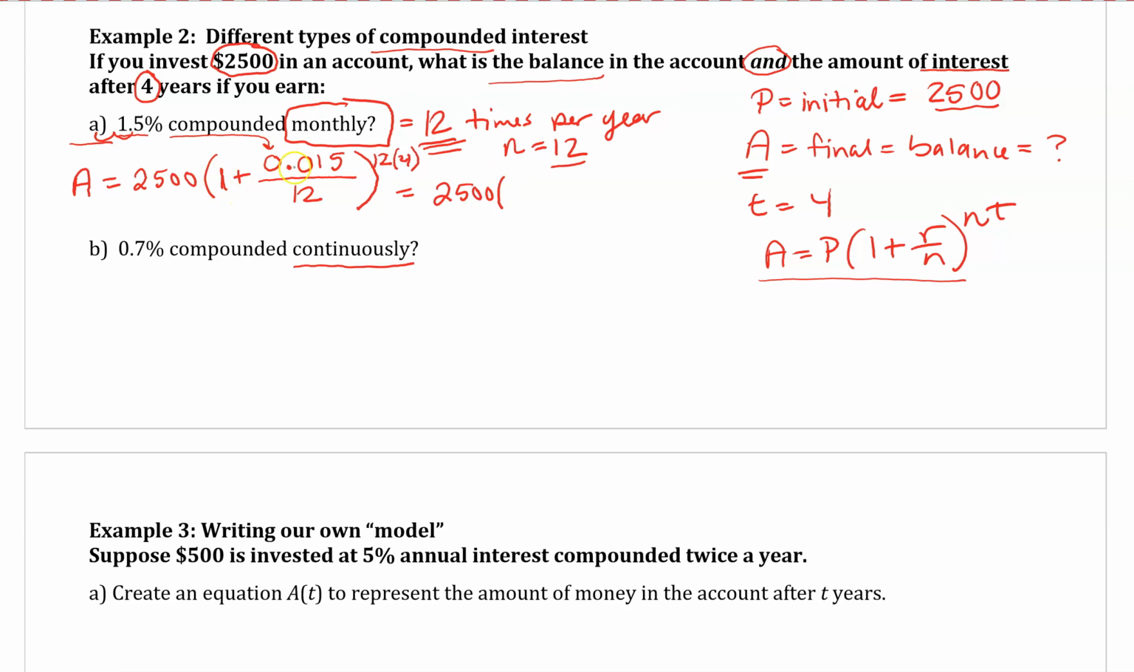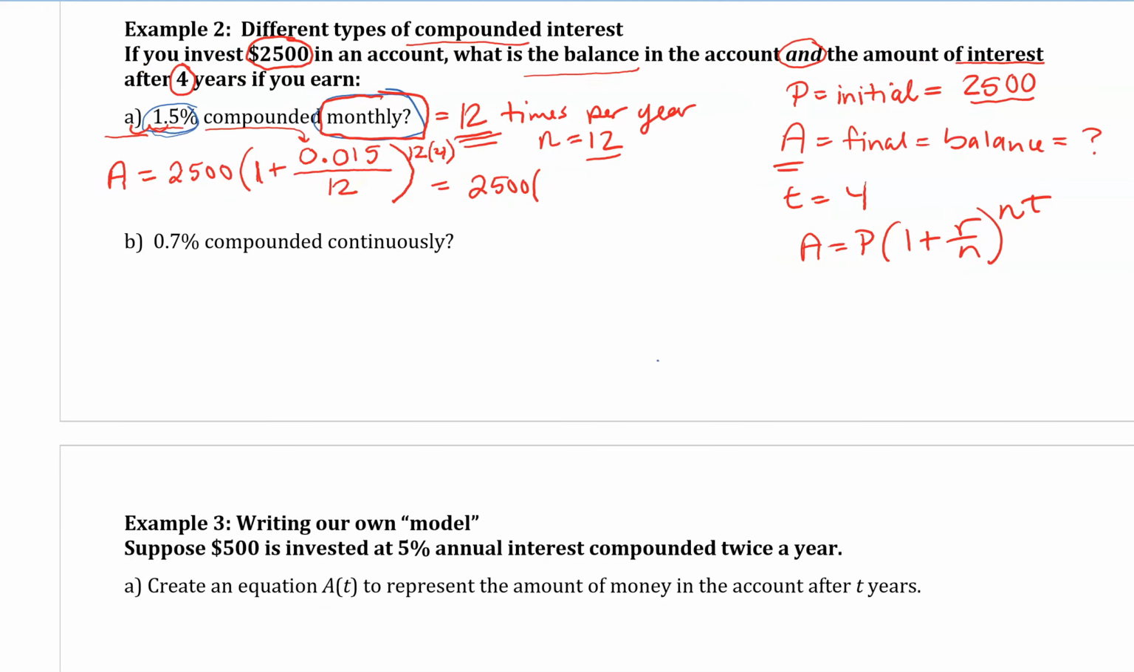Okay, so then that is equal to 2,500 times, I'm going to figure out what this would be, the 1 plus 0.015 over 12. And it's about 1.00125. 1.00125 to the power of 12 times 4, which is 48. And then that turns out to be $2,654.49.